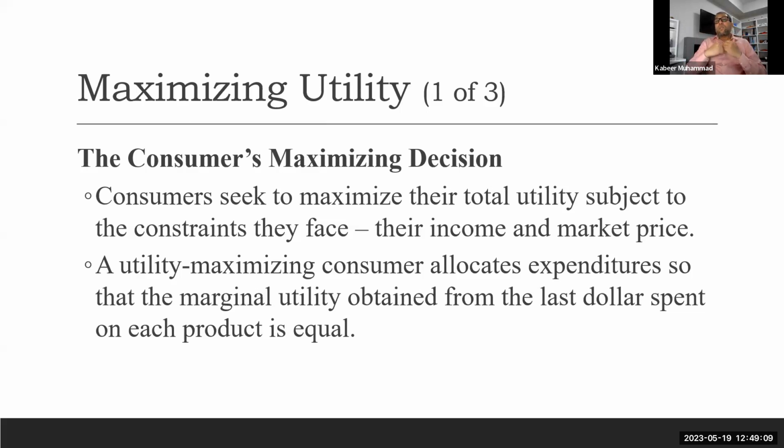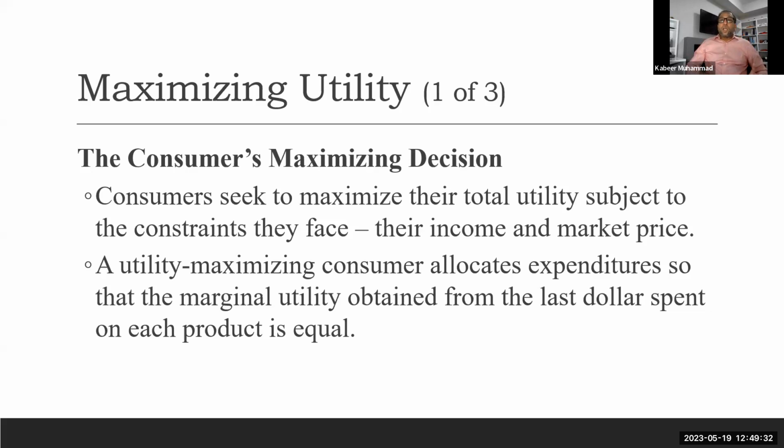What is a constraint? What is a limitation? The limitation is always our budget, like how much money we have. And secondly, the price of the product. So that's the limitation we are facing, and we call it a budget constraint, based on your resources, your income, your money available to buy those products, as well as the price of those products.